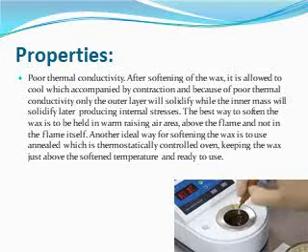After softening the wax is allowed to cool which is accompanied by contraction because of the poor thermal conductivity، يعني بس ال outer layer will be solidified بينما ال inner layer راح تظل soft to produce the internal stress. فأفضل طريقة حتى نسوي بيها softening للواكس هو hold it on the warm raising air area above the flame and not in the flame itself. فطريقة ثانية هي softening the wax by annealed, which is thermostatically controlled oven, keeping the wax just above the softening temperature and ready to use.